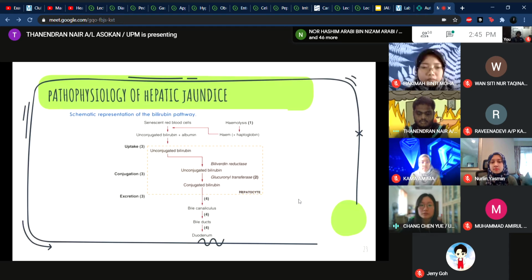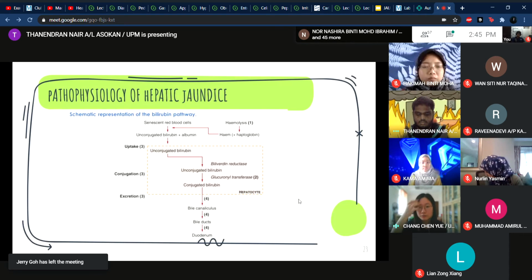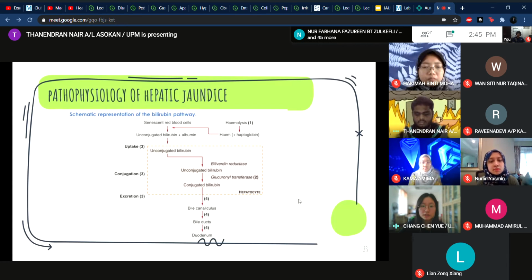Okay, since there's an explanation on the pathophysiology of jaundice before this, in this diagram, please focus on the column with the dotted line, where this is the main cause of hepatic jaundice. When there's any problem that happens, that causes a problem in the uptake, the conjugation, and also excretion of bilirubin in the liver. Next.